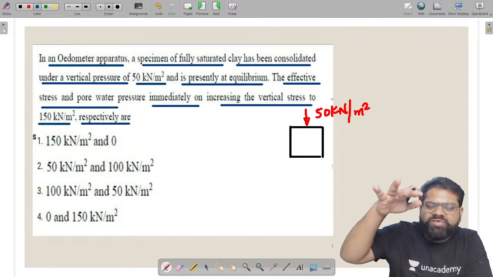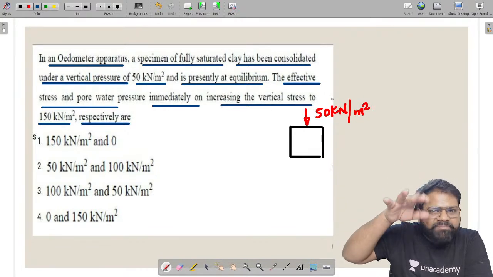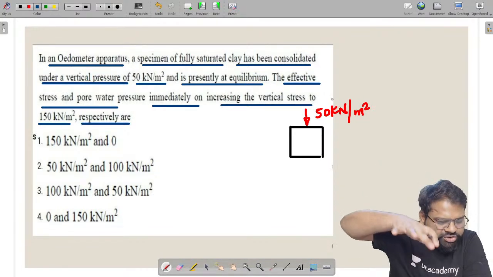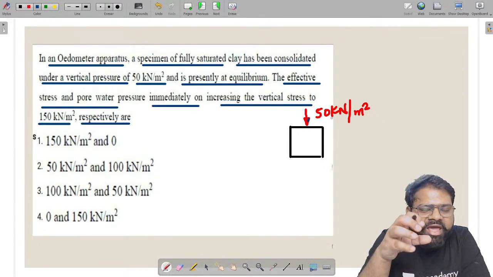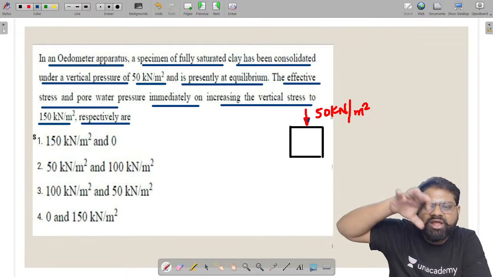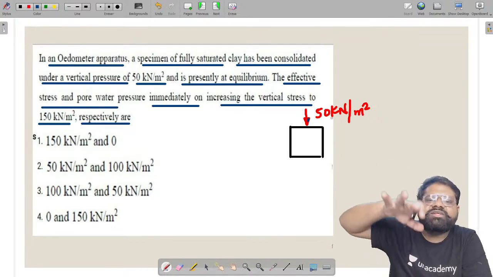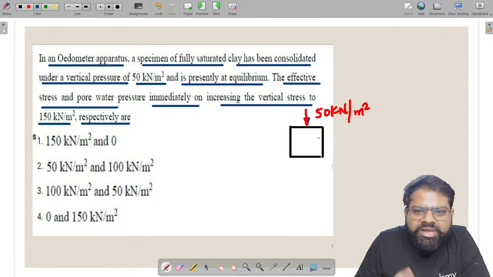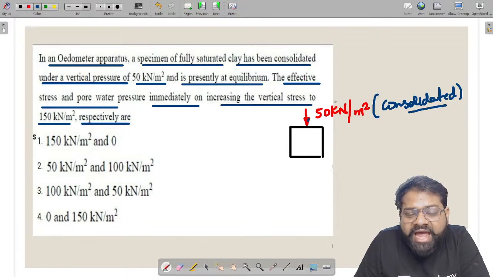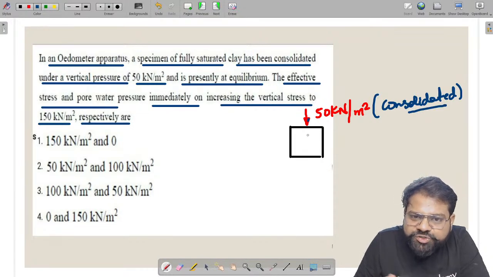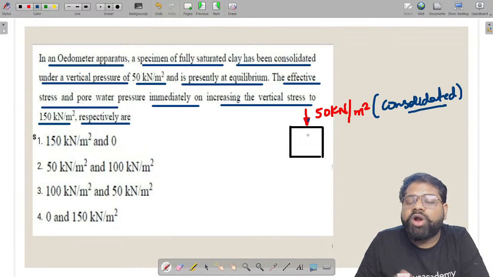After the sample starts consolidating, the volume of the sample will start decreasing. The length or the thickness of the sample will start decreasing. But as soon as you apply 50, excess pore water pressure will develop, and that excess pore water pressure slowly dissipates, water comes out, and after some time the thickness of the sample will come to equilibrium. So as he is saying the soil is consolidated, when you applied this 50 kilonewton per meter square, all the load was taken by water, and excess pore water pressure had developed.